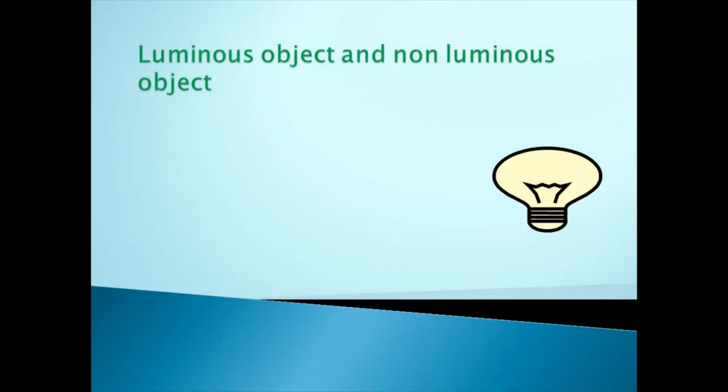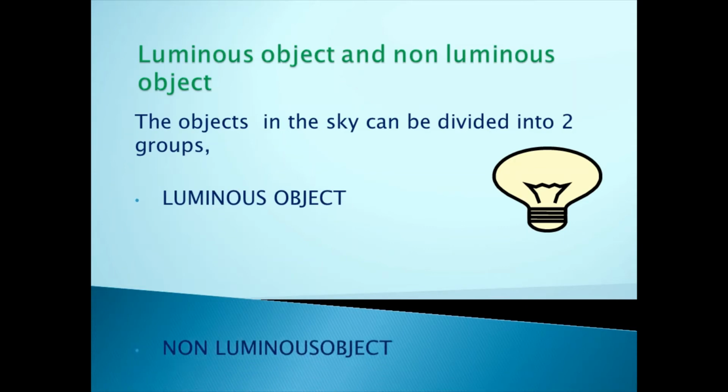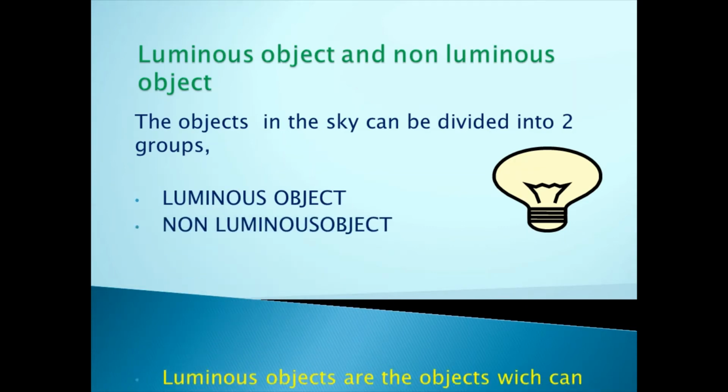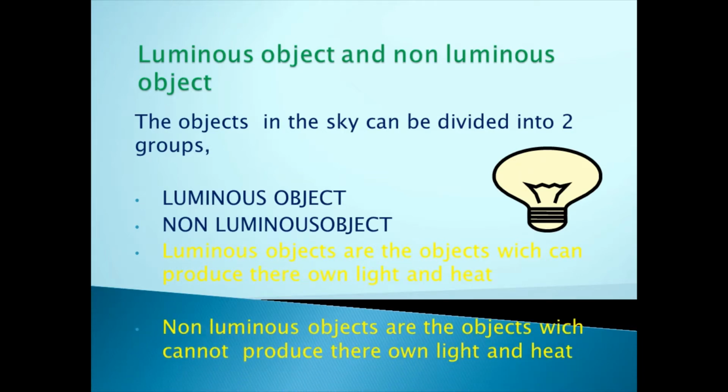Luminous objects and non-luminous objects. The objects in the sky can be divided into 2 groups as luminous objects and non-luminous objects. Luminous objects are the objects which can produce their own light and heat. Non-luminous objects are the objects which cannot produce their own light and heat.